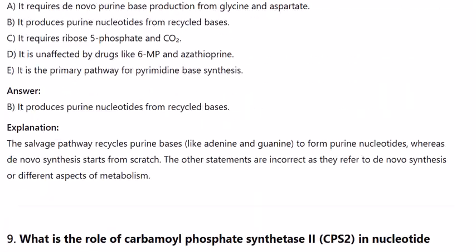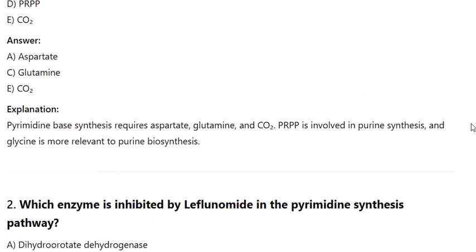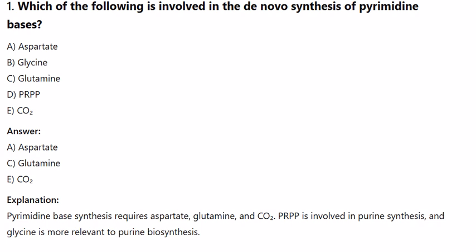Here are 10 USMLE-style questions based on de novo pyrimidine and purine synthesis, nucleotide synthesis inhibitors, and related pathways. Each question comes with 5 multiple-choice options, explanations, and why the other options are incorrect.